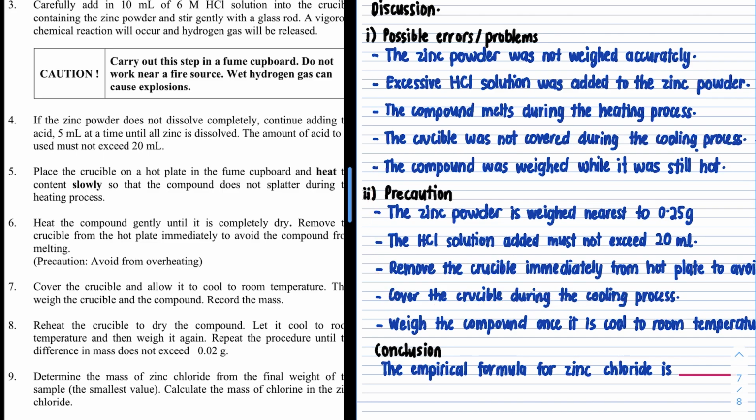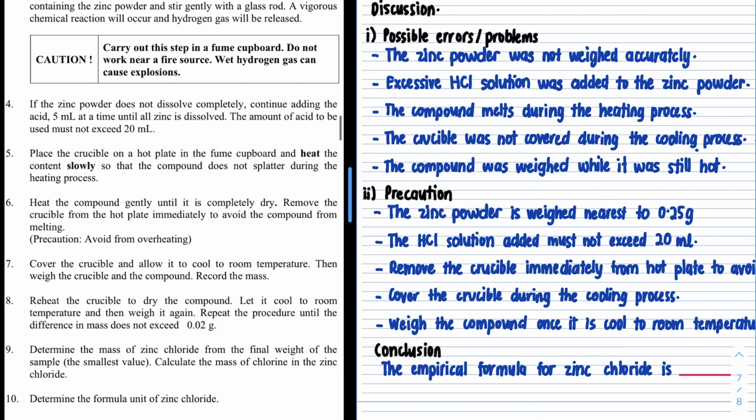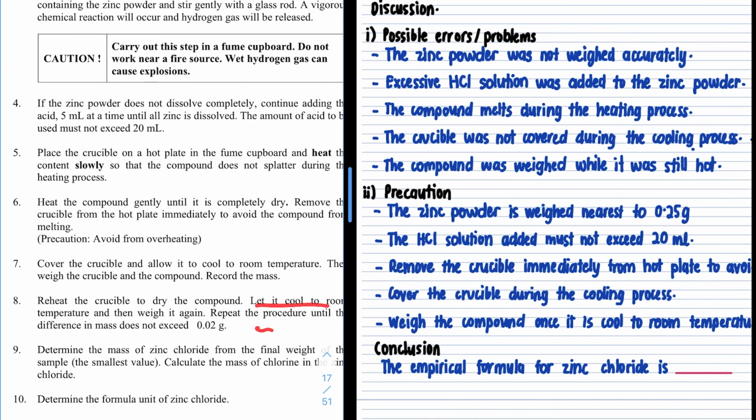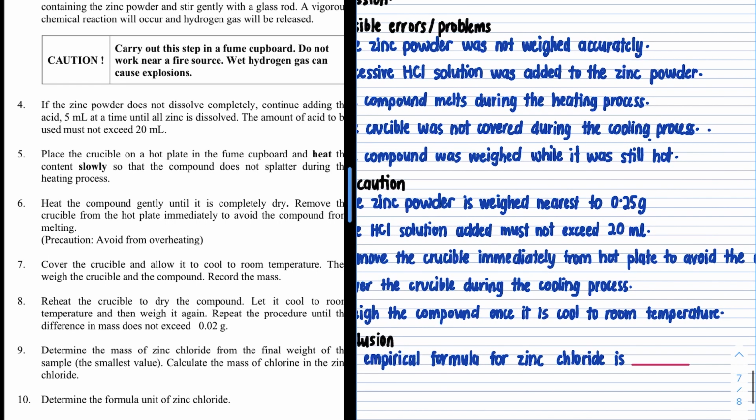And last but not least, based on our procedure here number 8, it mentioned let it cool to room temperature and then weigh it again. Okay, so dekat sini actually it wanted the compound to be cool, then you can weigh it. But the possible error that you may have made during the experiment is that the compound itself was weighed while it was still hot. So the precaution is to weigh the compound once it has cooled to room temperature.